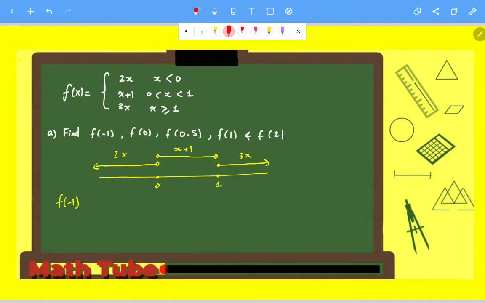Negative 1 is less than 0, which means that I have to use the first definition. So f of negative 1 will be equal to 2 times negative 1, so it will be equal to negative 2.